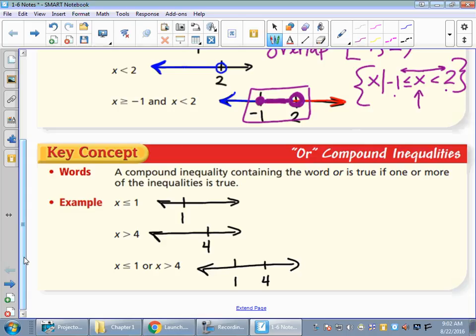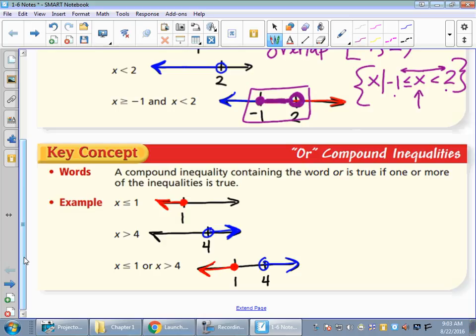So when we graph an OR compound, we could be talking about the values less than or equal to 1, so that would be 1 and to the left, all those numbers. X greater than 4 are all of these numbers. Open circle at 4, we're not going to include 4, and everything to the right. When I put them on the same number line, there is no overlap, and that's okay.